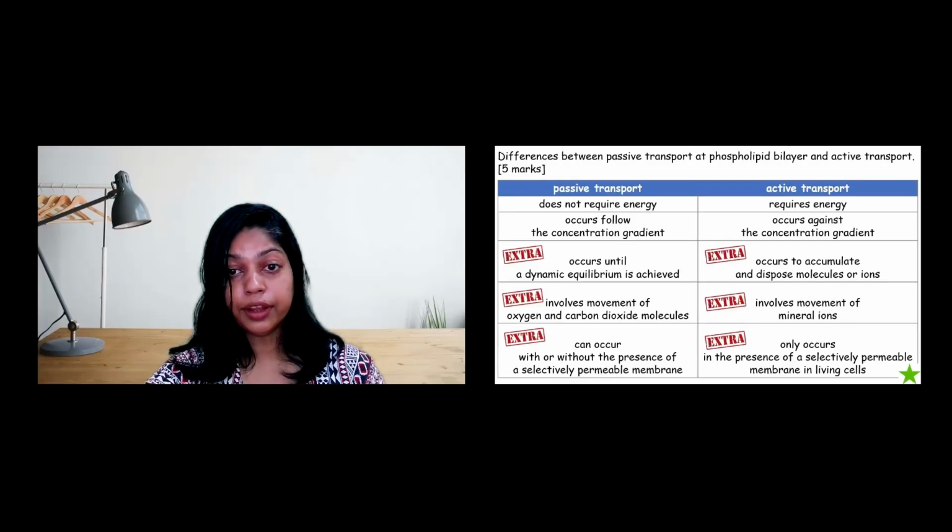Passive transport does not require energy, while active transport requires energy from ATP to change the shape of carrier proteins. Passive transport occurs down the concentration gradient, whereas active transport occurs against the concentration gradient.